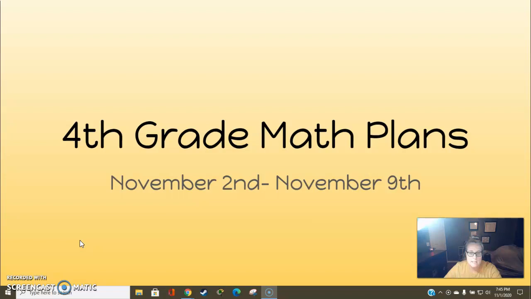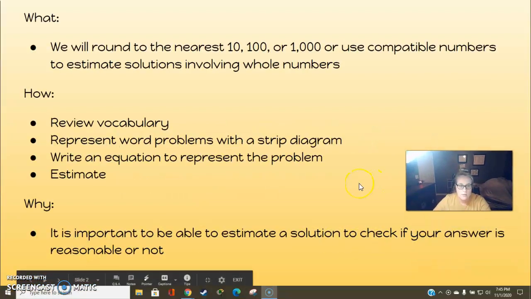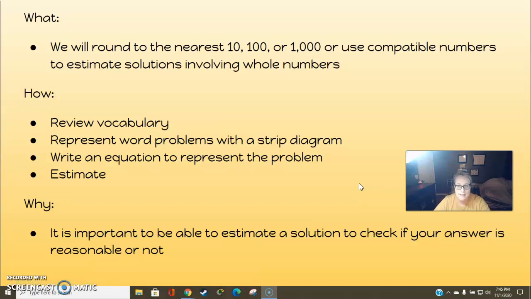So let's get started. Today, we are going to round to the nearest 10, 100, or 1,000 using compatible numbers to estimate solutions involving whole numbers. Remember last week we worked on rounding, and I told you we were going to work on estimation this week, so that's what we're going to do. How are we going to do this?